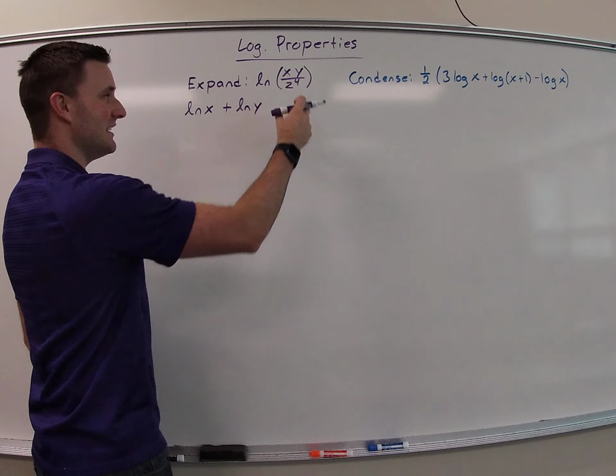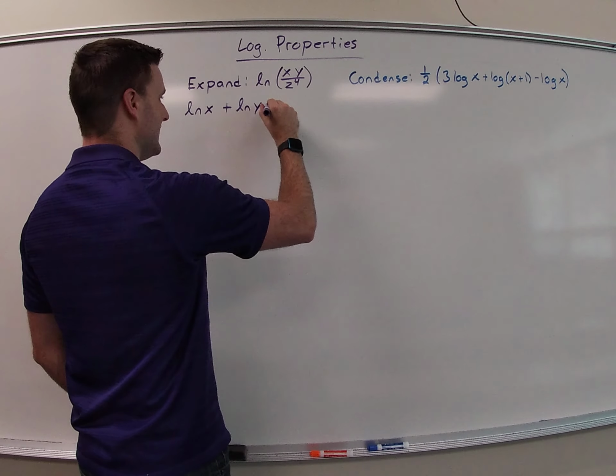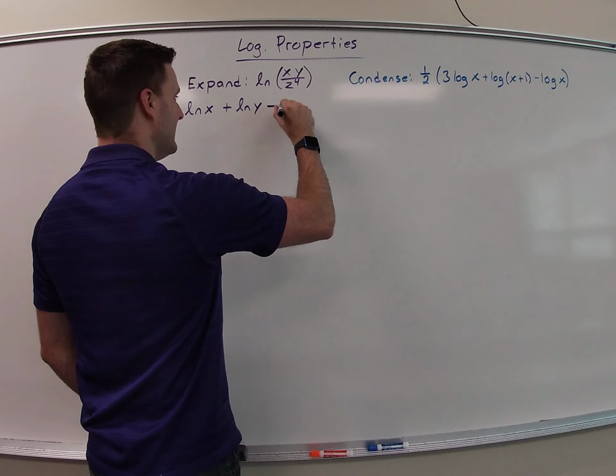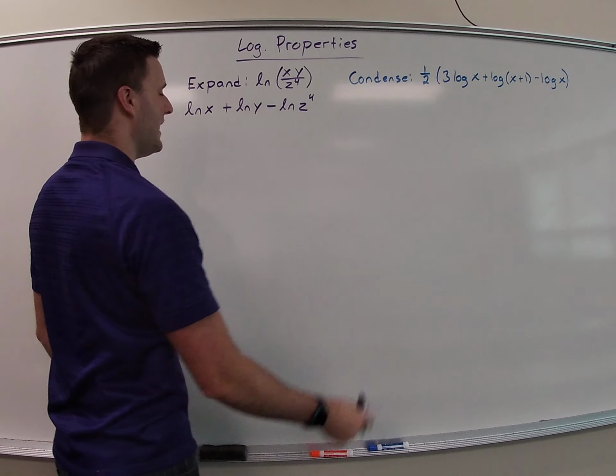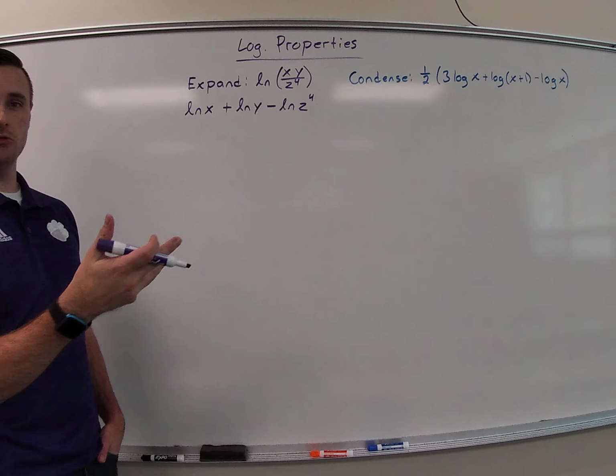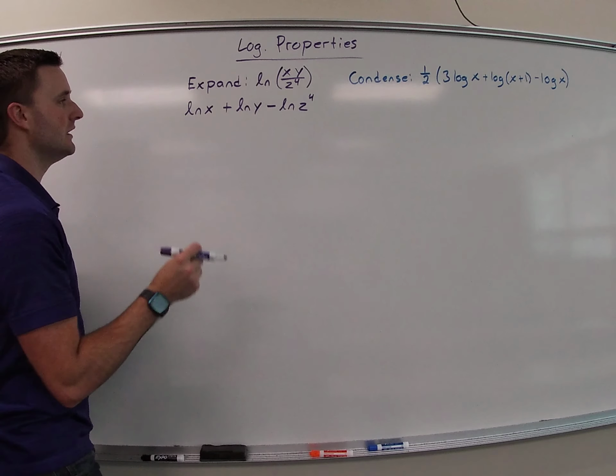And then because it's being divided by, remember, think of that division as a minus sign, the natural log of z to the fourth power. Now, some of you thought that was a 2, it's a z, go Tigers.